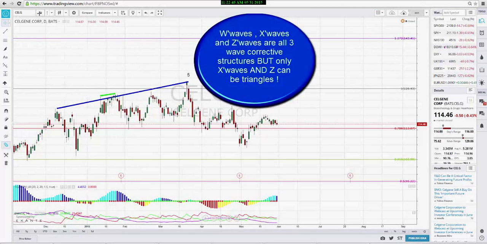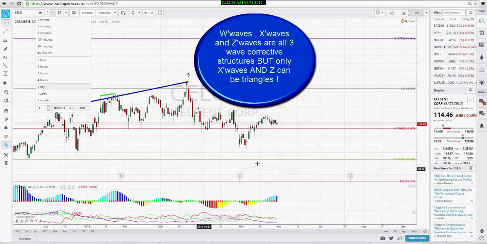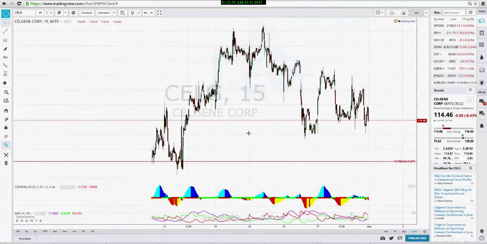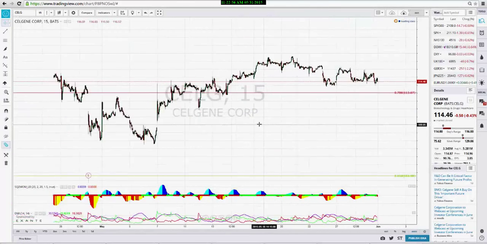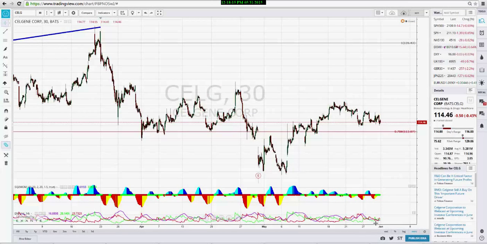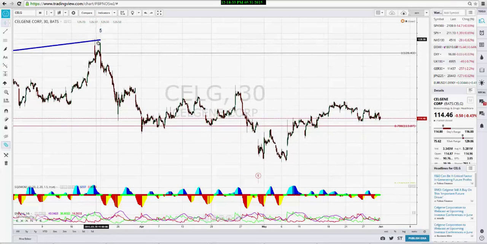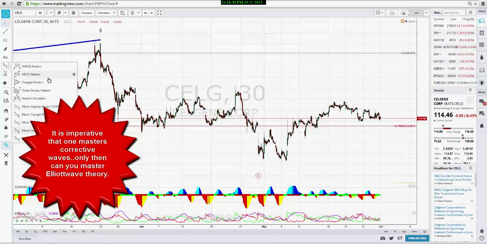Now, how is this A, B, and C? Well, let's see if we can go to a 15-minute here to give us a better idea what's going on. Okay, so now we are on a 30-minute to give us some good visualization here. Now we're going to attempt, remember this is the end of the ending diagonal here. Okay, this is 5. And now we're going to break down the correction waves. Okay, this is where it's all about, the correction waves.